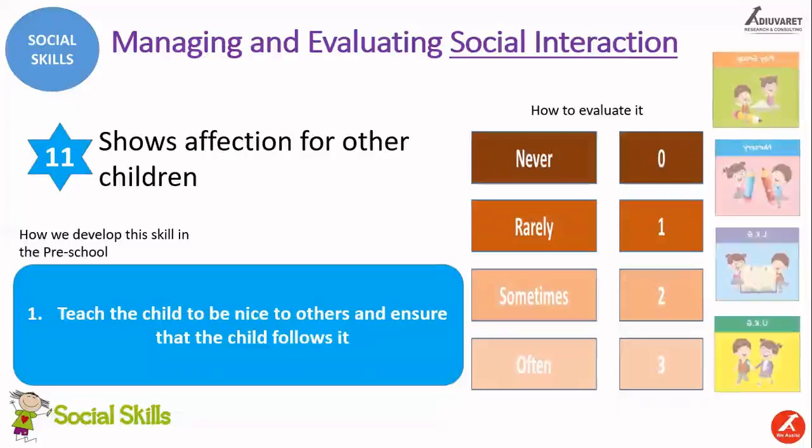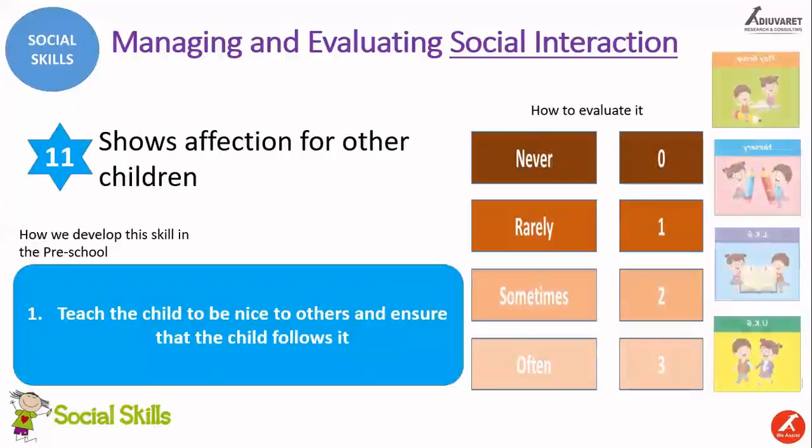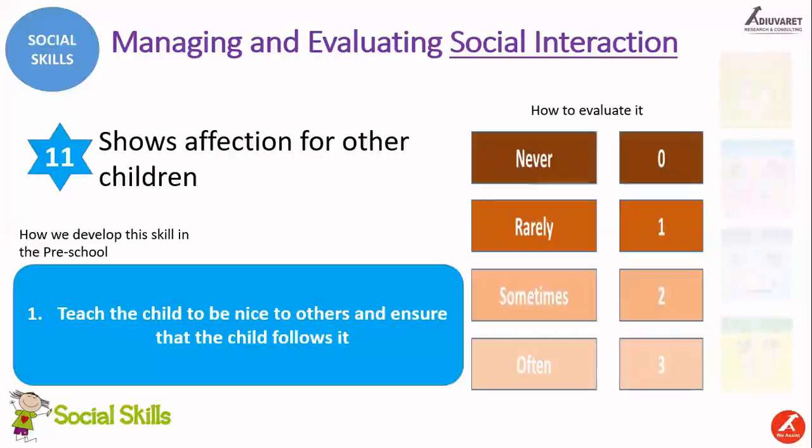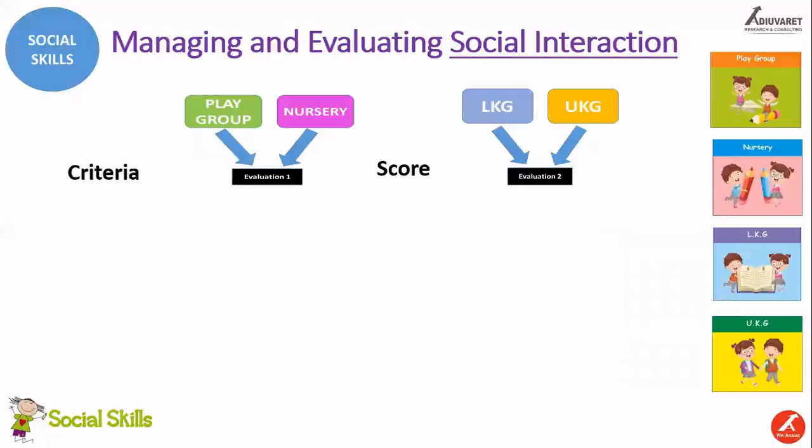If we take up this particular skill for evaluation, we can assign a score of 0, 1, 2, 3 based on the degree to which the child shows affection to others. Now, once we complete these 11 skills, if you want to take them into your syllabus in a structured way, you can assign every week the activities or role play related to each skill, so that it goes automatically into your syllabus.